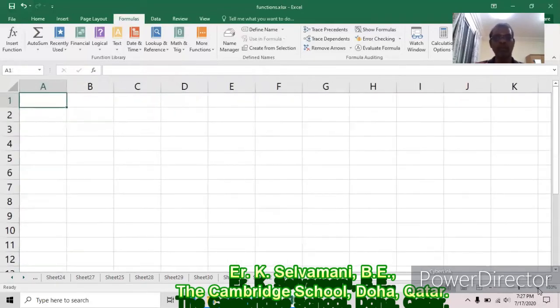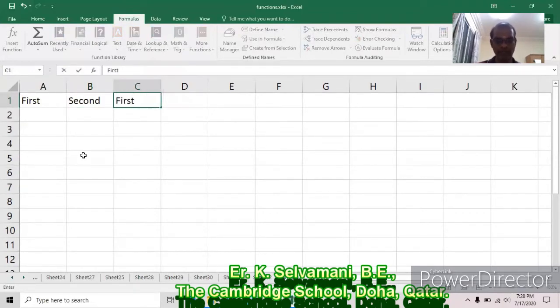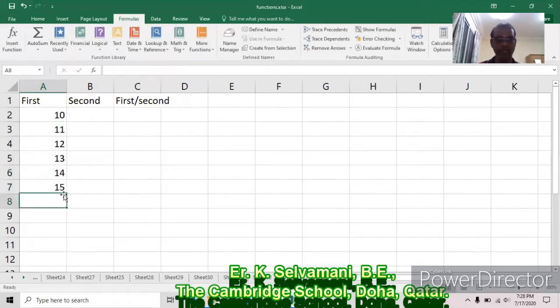MOD stands for modulus. Modulus stands for remainder. So already we know very well, we have a first number as well as a second number, and here I'd like to divide the first by the second. It's very simple, we already know. The slash symbol is used for division. Randomly we have some numbers: 10, 11, 12, 13, 14, 15, and 1, 2, 3, 4, 3, 2.